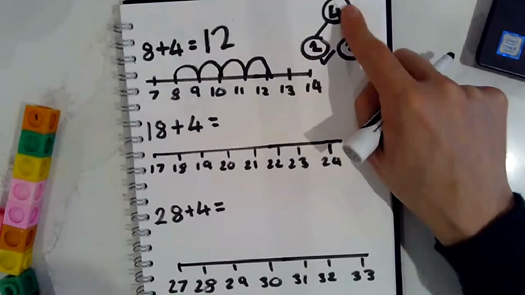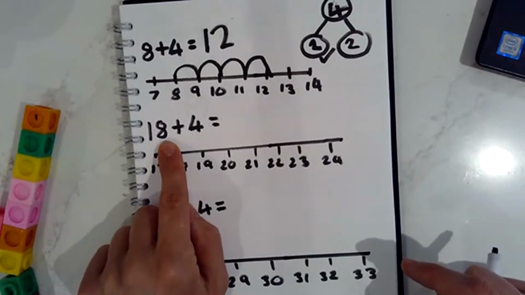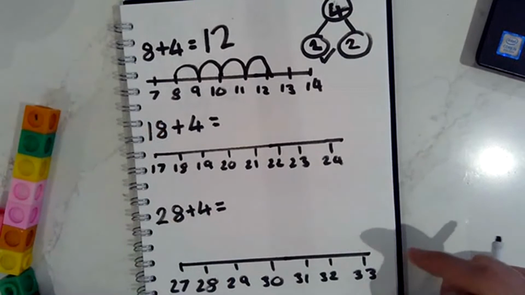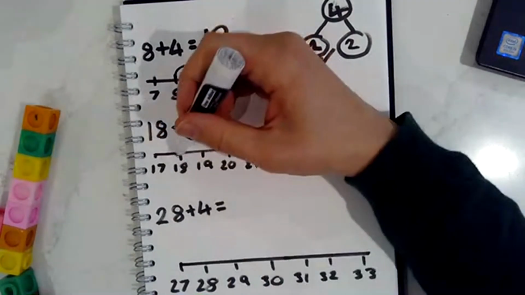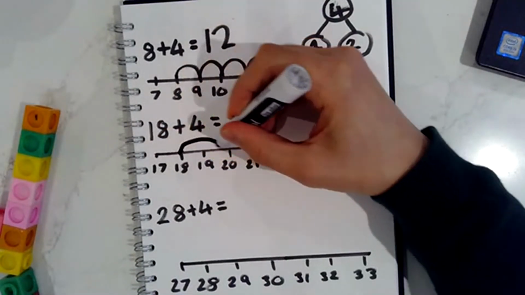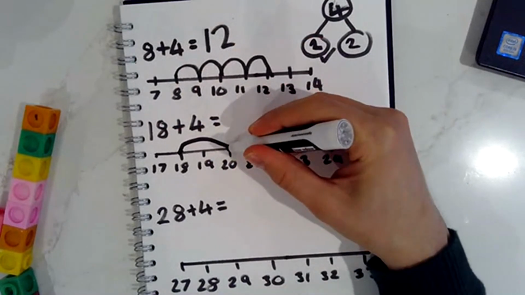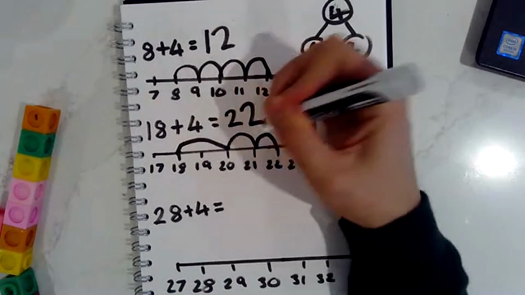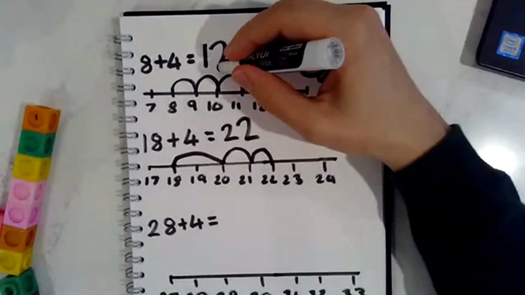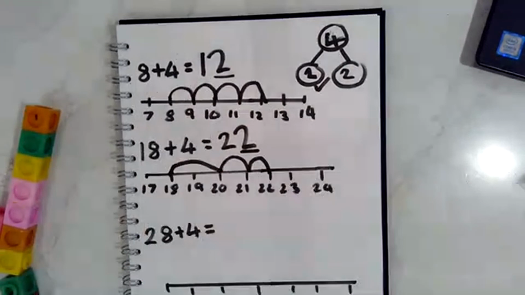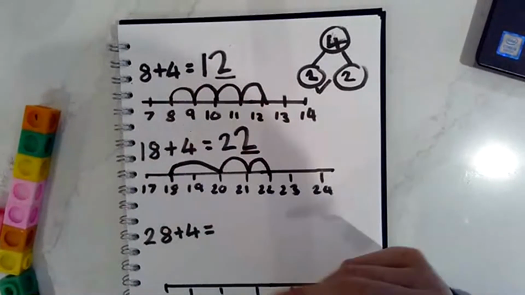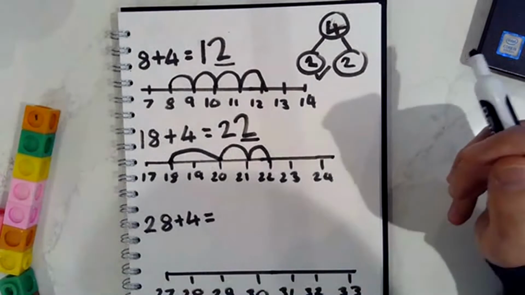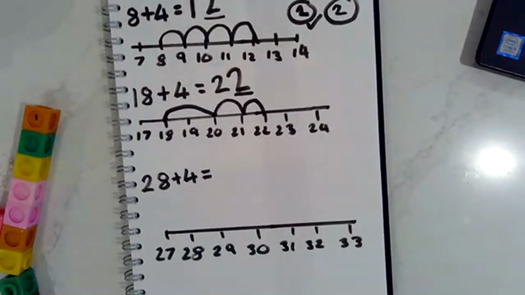I'm going to use the same part whole to help me because I now know to get to the next multiple of 10, I need to add 2 to 18. So I'm even just going to jump it here. 18 make 10 is by adding 2 and then add on the remaining 2. 1, 2. 18 add 4 is 22. And you can see that pattern is starting to emerge where we have 8 in the ones and we're adding 4 ones. The answer will always have a 2 in the ones place value. Let's have a look at the last one.